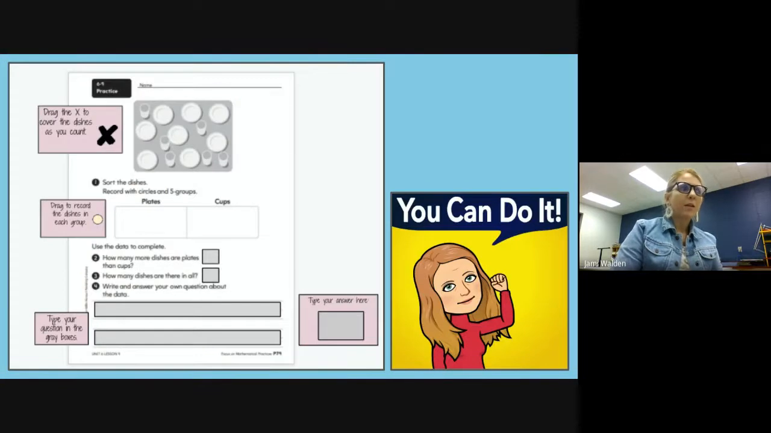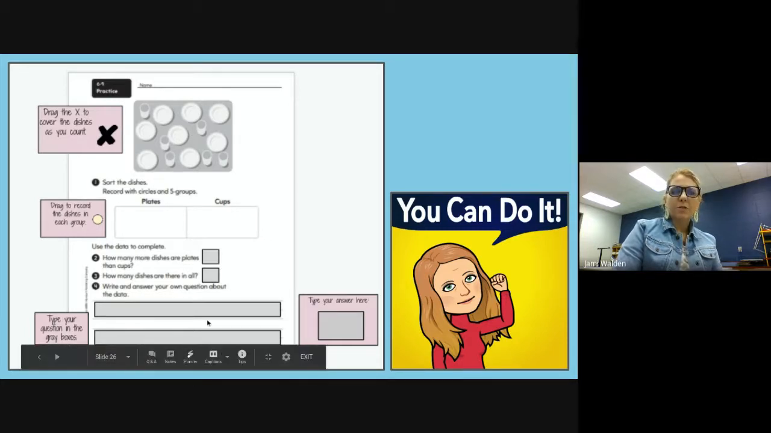Then finally, you have some plates and cups to compare. You're going to cross them out as you count them, use the circles to represent your data, and answer some questions. Do your best work.